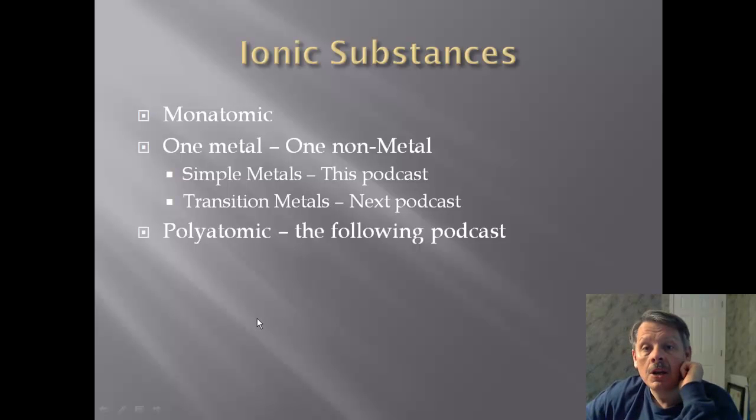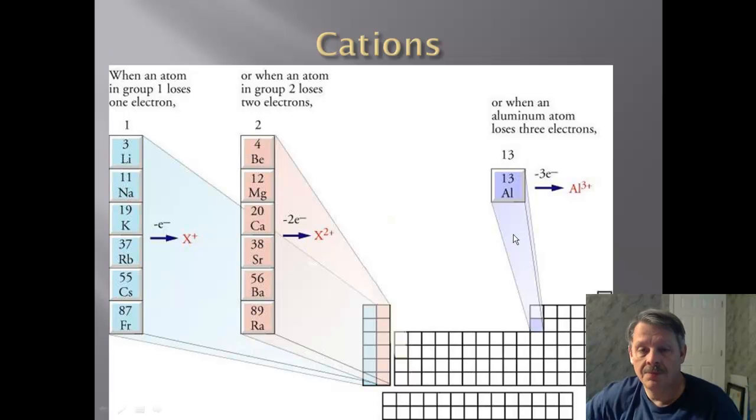All right. So for ionic substances, we can have monatomic, which are one metal and one nonmetal, which are the simple metals, which we're going to do in this podcast. We're going to do transition metals. Those are actually going to be two podcasts away, and the polyatomic ones are going to be in the next podcast. So I've actually reversed these two right here. So they're going to be in reverse order. Not that you care.